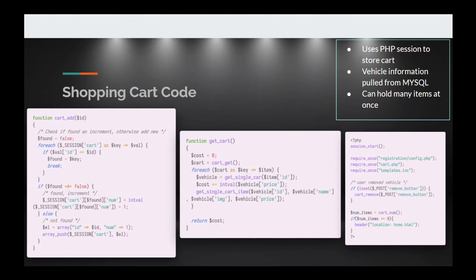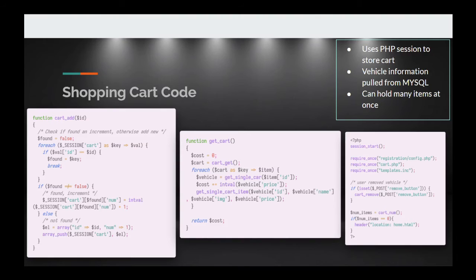Going from the left, we have the code that is executed when a user adds something to their cart. We just check if we already have it in our cart. If not, then we add a new entry. And then on the right, some of the code to actually render the HTML for the shopping cart.